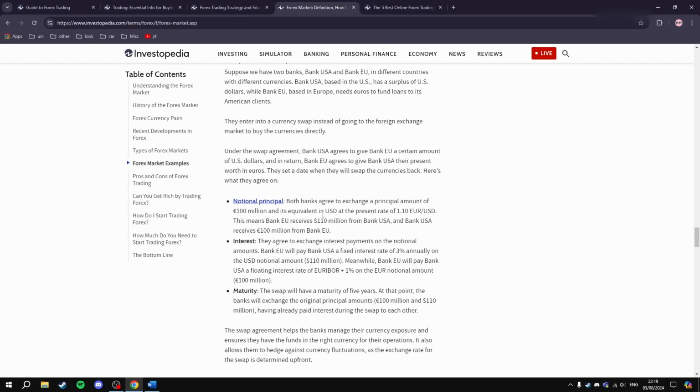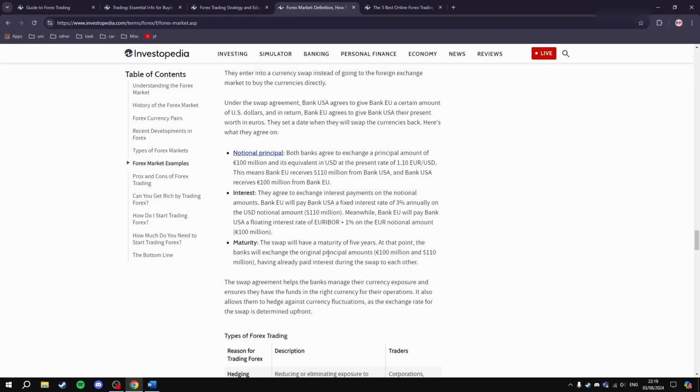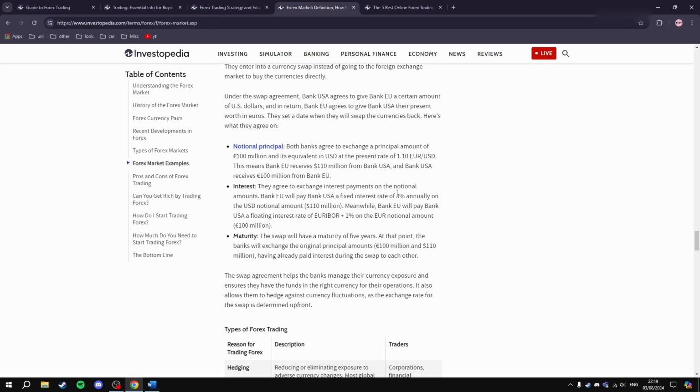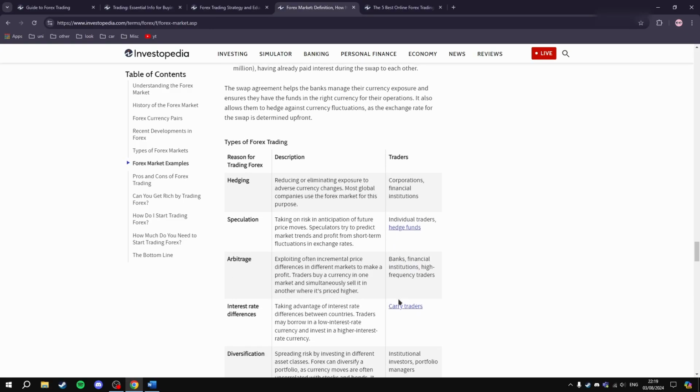Maturity. The swap will have a maturity of 5 years. At that point, the banks will exchange the original principal amounts, 100 million euros and $110 million, having already paid interest during the swap for each other. The swap agreement helps banks manage their currency exposure and ensures they have the funds in the right currency for their operations. It also allows them to hedge against currency fluctuations, as the exchange rate for the swap is determined up front.